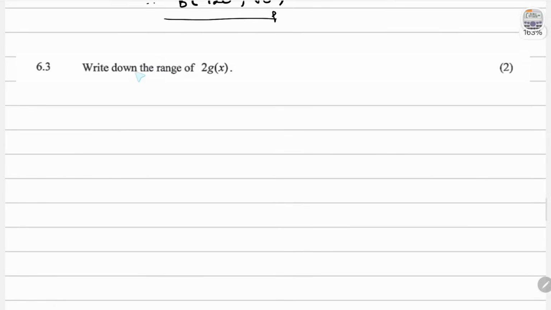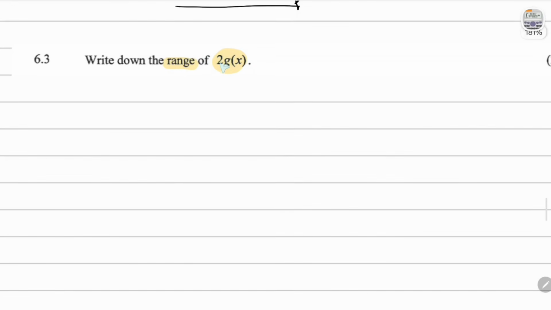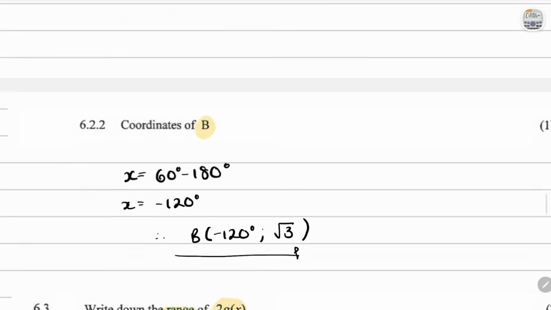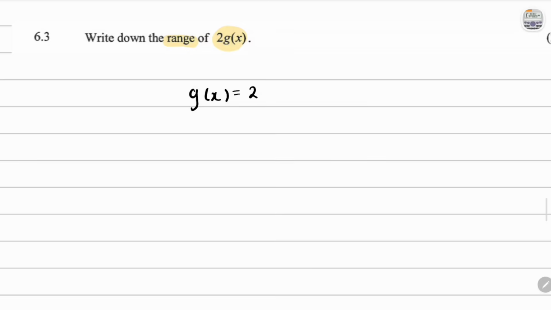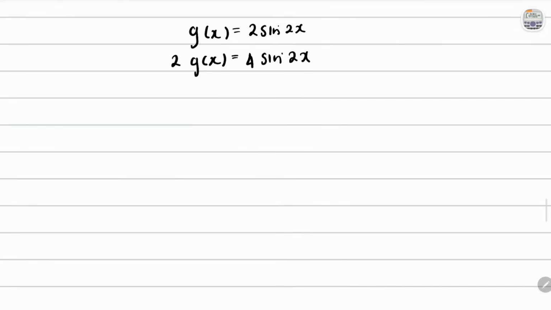Question 6.3 says, write down the range of 2g of x. So what have they done to g of x? They have applied a 2 in front of it. So we need to multiply g of x by 2. So g of x is currently 2 sine 2x. And then we're just going to multiply a 2 to it. So 2g of x would be 2 times 2 sine 2x, which is 4 sine 2x. So what would be the range of this?